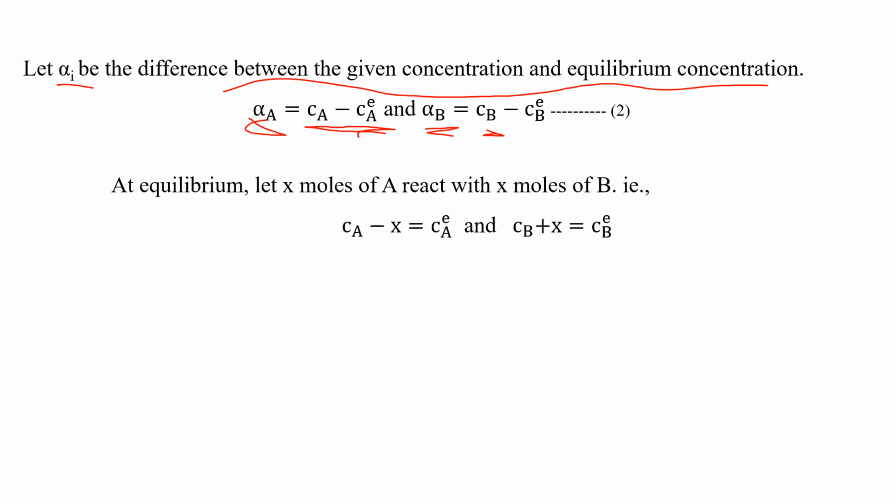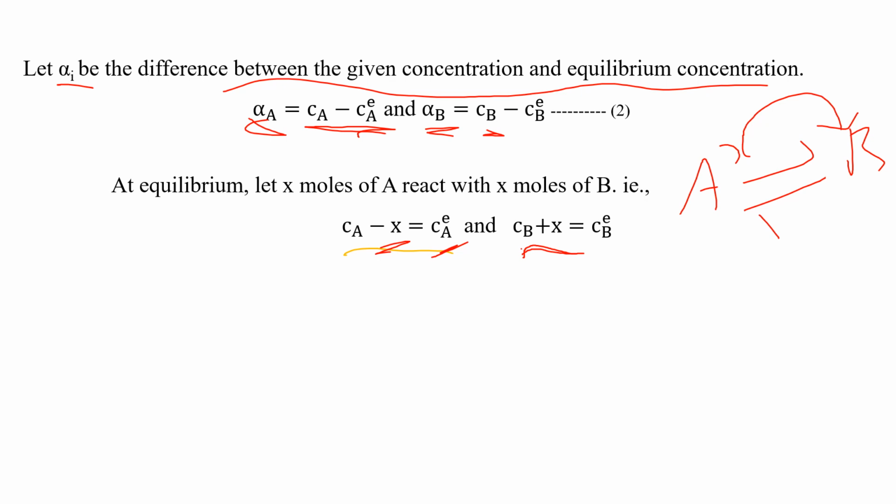So at equilibrium, we know the reaction A is converted into B, so some X moles of A is converted into B. Obviously there will be a loss of X moles, so the concentration of A can be written as Ca minus X. And there is a gain of X moles by B, so we can write the concentration of B as Cb plus X. Both take place in the equilibrium condition. So Ca minus X will be equal to Cae, and Cb plus X will be equal to Cbe.